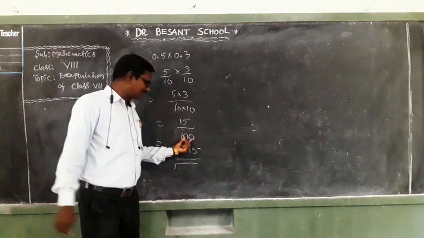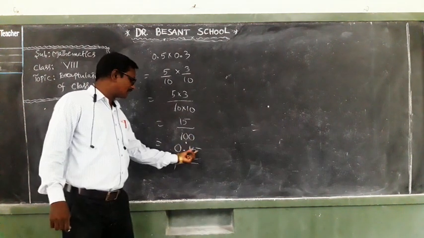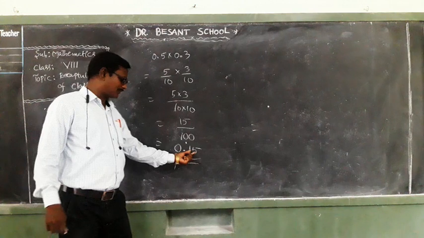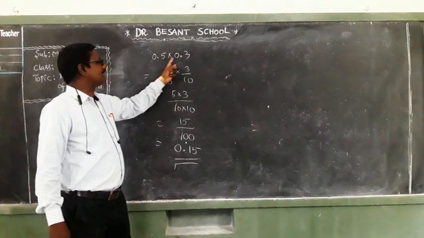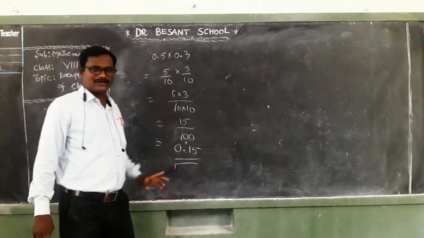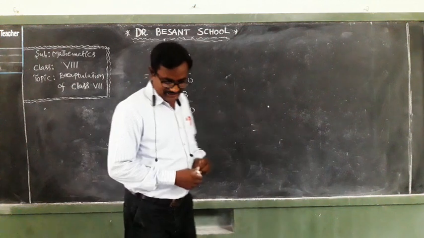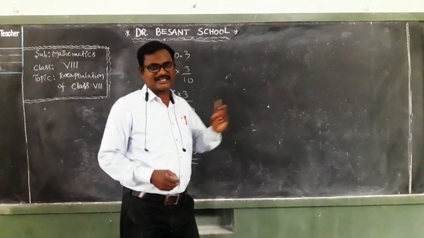0.15. Why? Because the denominator 100 has two zeros. So after 2 digits we can put the decimal point: 0.15. So 0.5 into 0.3 how much? 0.15. And also we learned about division of decimals.